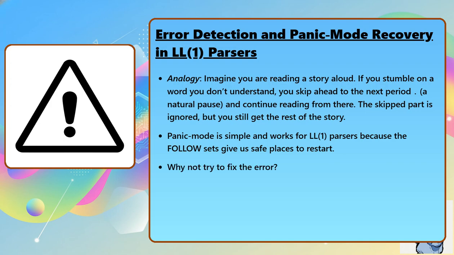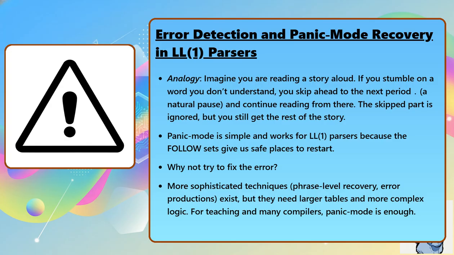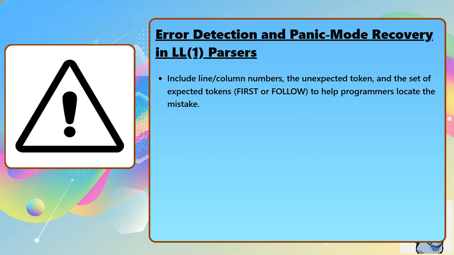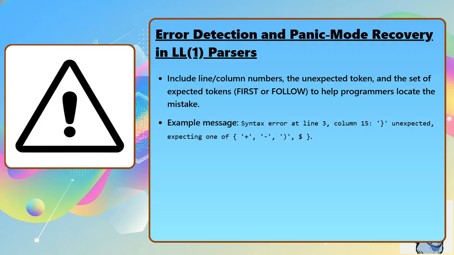Why not try to fix the error? More sophisticated techniques, phrase-level recovery and error productions, exist, but they need larger tables and more complex logic. For teaching and many compilers, panic mode is enough. Error reporting: include line and column numbers, the unexpected token, and the set of expected tokens, first or follow, to help programmers locate the mistake. Example message: syntax error at line 3 column 15, close brace unexpected, expecting one of plus, minus, close parenthesis, $.